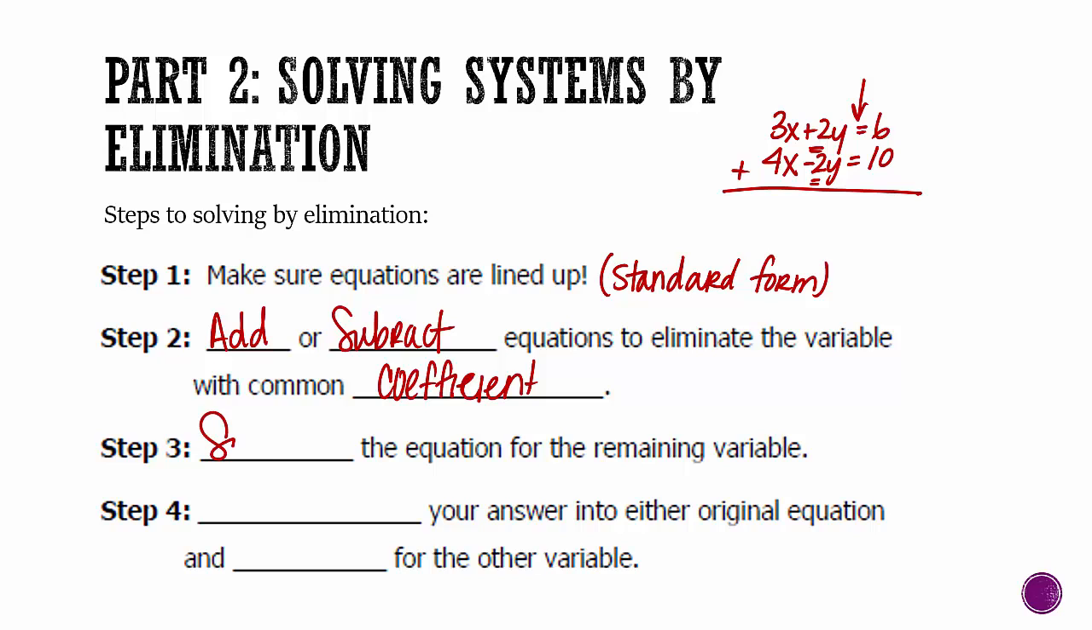Once you get done with that, you are going to solve the equation for whatever's left over, and then you are going to substitute your answer into the original equation and solve for the other variable. So remember, you need an x and a y here. The first thing that you solve, you're only going to get one of them, and then you got to substitute and solve again.